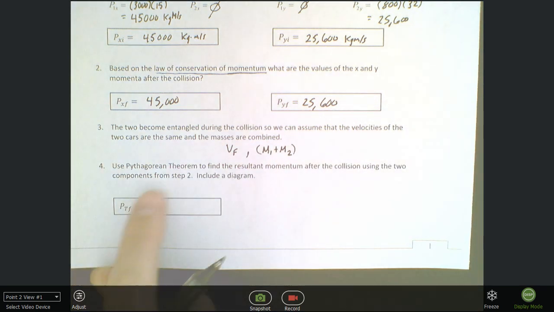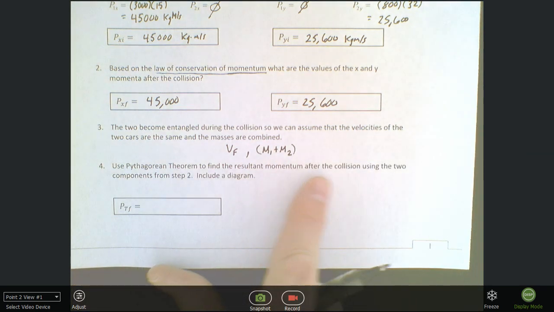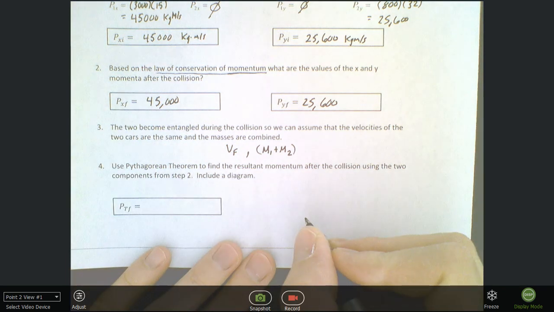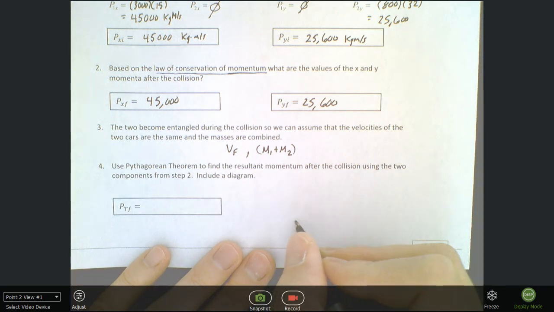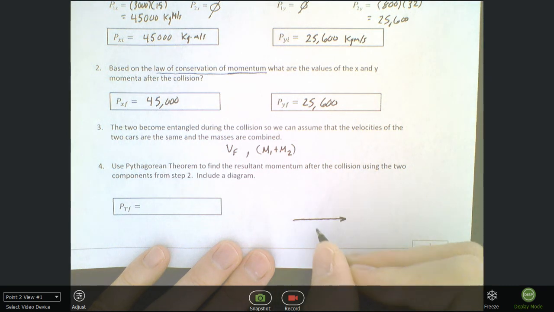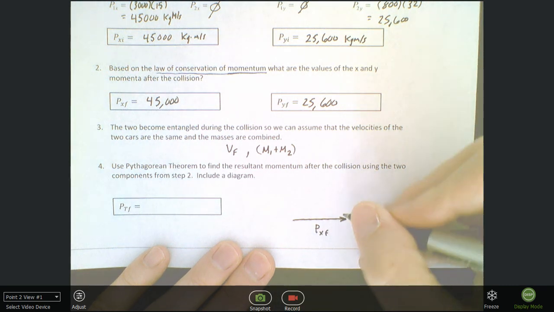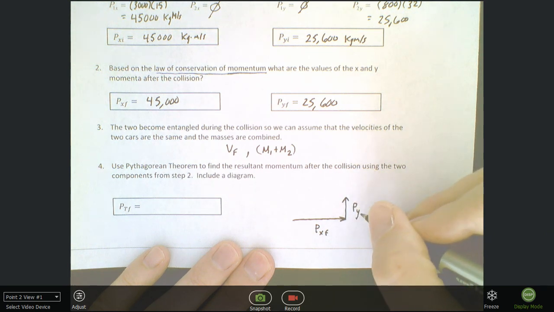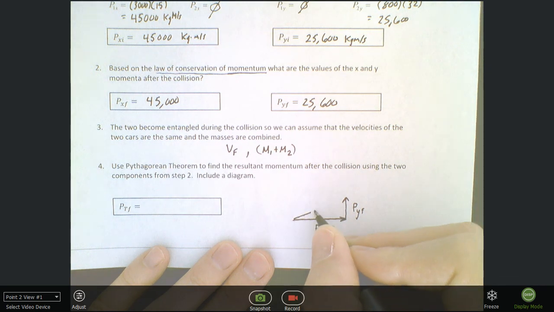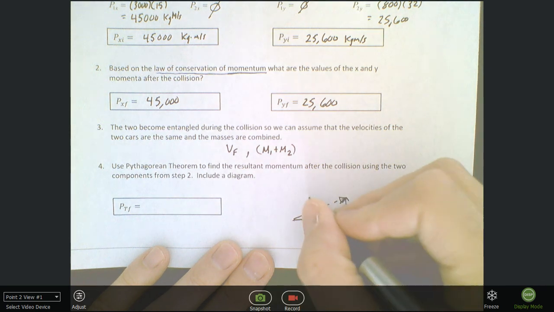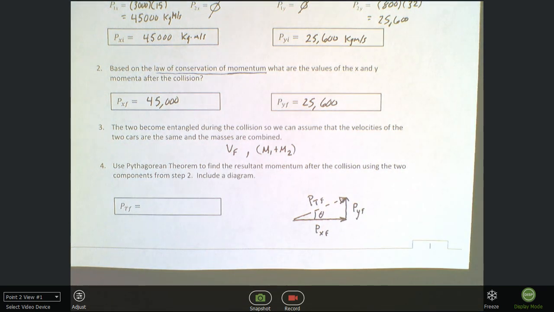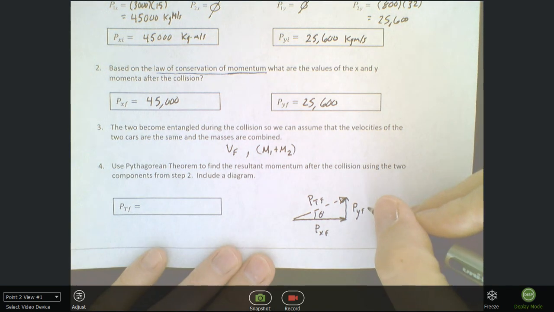Okay. Use the Pythagorean theorem to find the resultant momentum after the collision using the two components from step 2. Include a diagram. So we look at step 2, and we know the total momentum in the x final and the total momentum in the y final. Then we end up with our resultant, which is the total final momentum that you can see here.